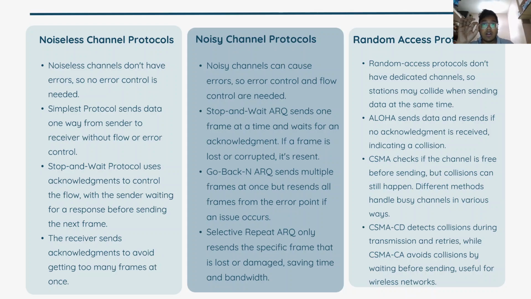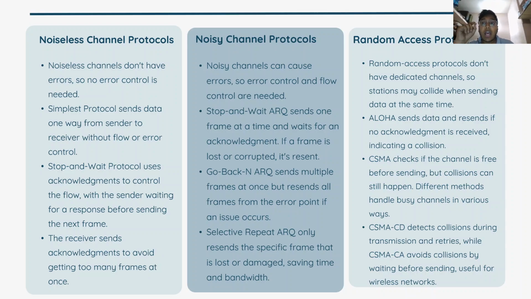Go-Back-N ARQ sends multiple frames at once, but resends all frames from the error point. So if an issue occurs, it sends multiple data, and wherever the error occurs, from there it will send all the data again. But Selective Repeat ARQ only resends the specific frame that is lost or damaged, which saves our time and bandwidth.